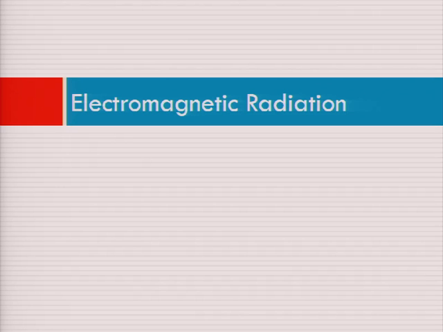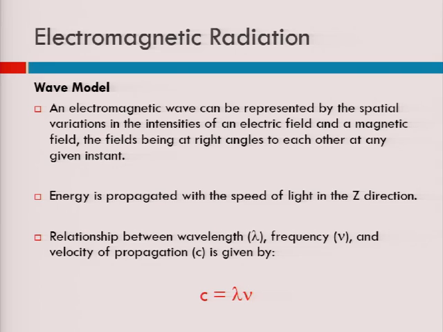And I think this is the last subject in this lecture, the electromagnetic radiation and the principle of the wave model, right? An electromagnetic wave can be represented by spatial variations in intensities of an electric field and a magnetic field.